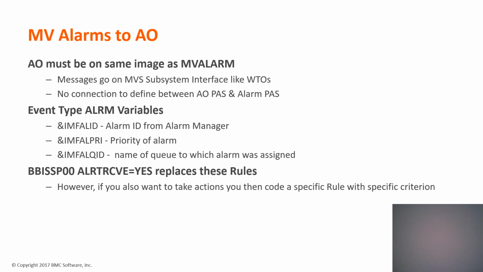Alarm events do come up with a few unique variables. There's an IMF ALID, which passes the alarm ID. AMF AL PRI is the priority of the alarm, and IMF ALQID is the name of the queue to which the alarm was assigned. Now, if you want to replace these rules, you can do so by specifying alert receive yes in BBI SSP00 of the UBB parm assigned to the Auto Operator.